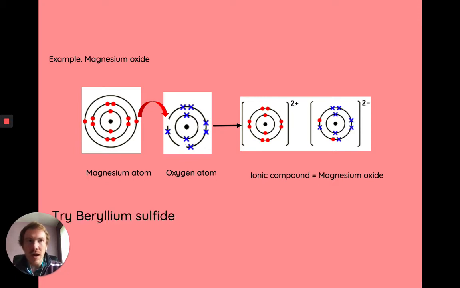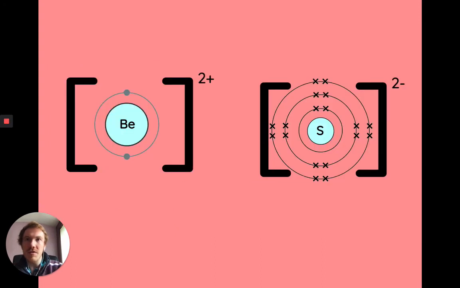You can have a go at beryllium sulfide and try to draw a similar reaction scheme. And there's the answers that you should end up with if you were to do that. So beryllium 2+ and a sulfur 2- ion.